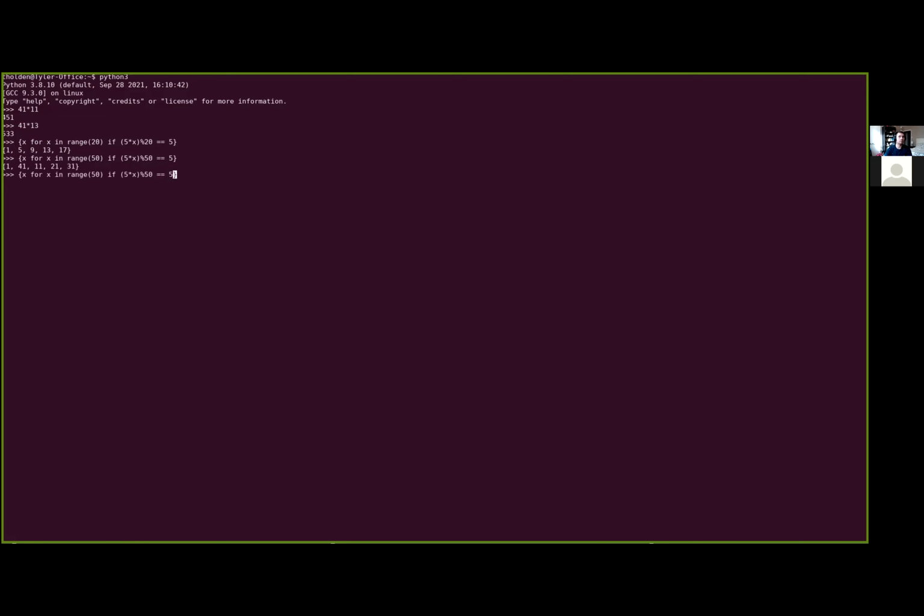Oops, sorry, I don't want 5s here. We're doing 11x mod 50 is 13, right? So we get 33. I definitely think you should, in these sorts of situations, use a calculator rather than computing them by hand.